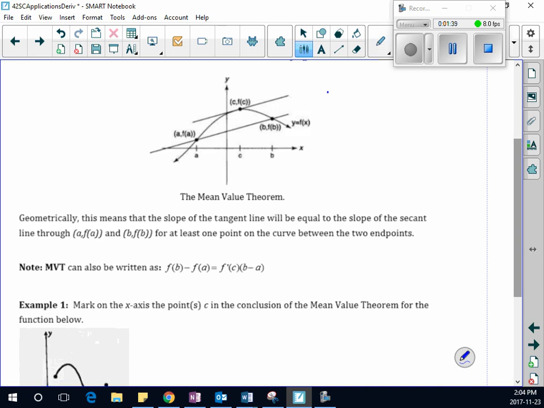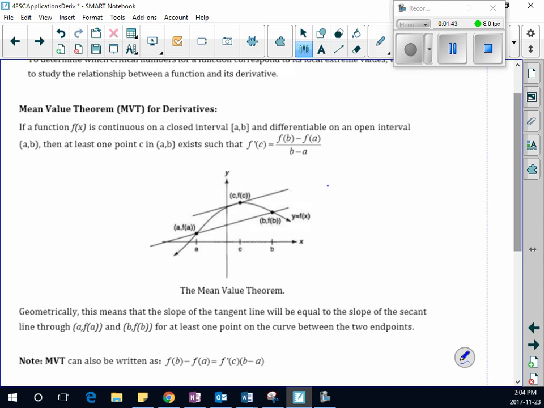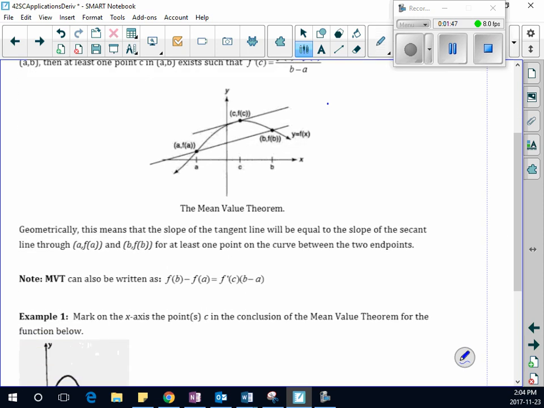So MVT can also be rewritten if I cross multiply this b minus a up. Do you see that I have f of b minus f of a is equal to f prime of c times b minus a.